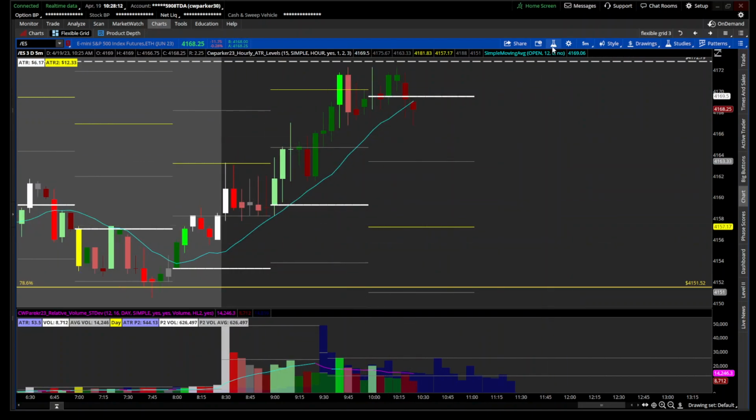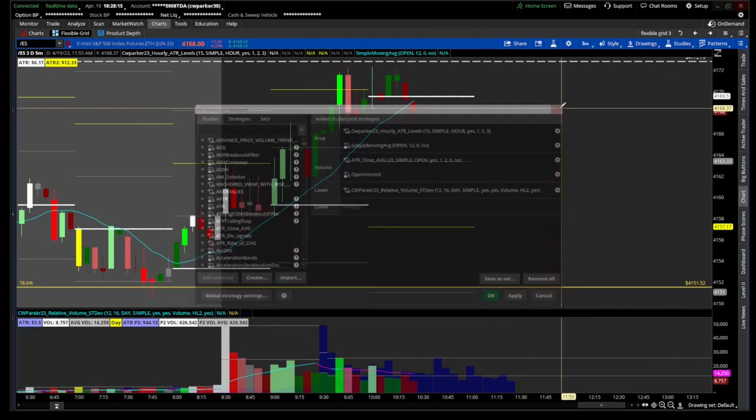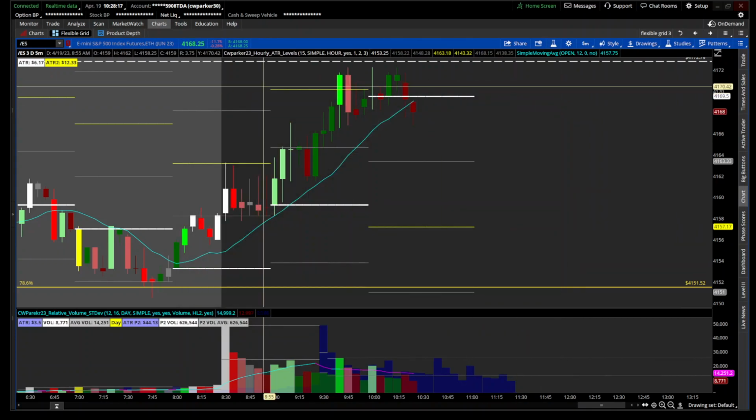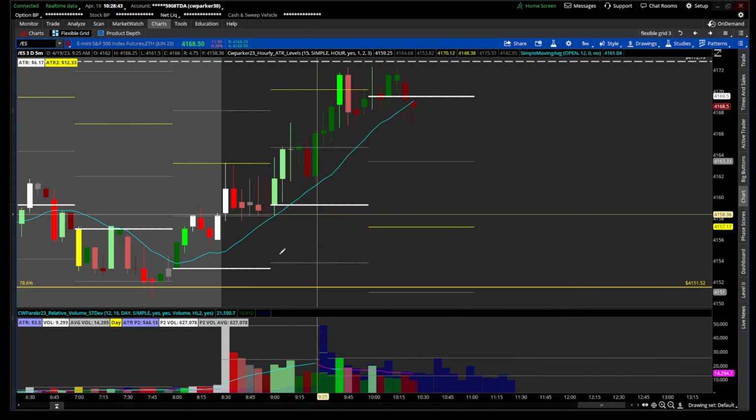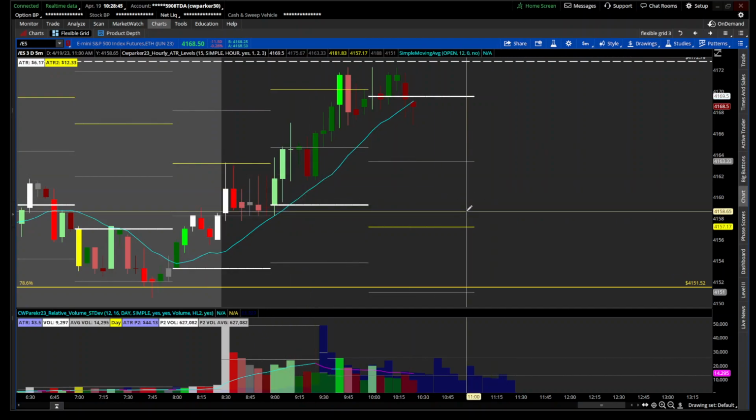The reason I'm using 15 on here is, let me move my calculator over, 5 times 24, that's hours in a day. The stock market is usually open about 8 hours a day, so I just divide by about 8, and that's how I got my hours. I've used 15. You can change that. You don't have to use my logic, but that's my way of thinking.